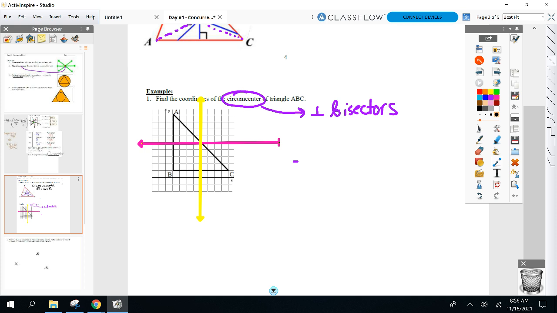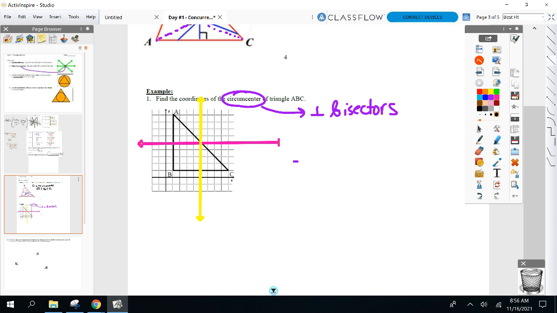And then which side is going to be a little bit tougher to do the perpendicular bisector for? AC. The hypotenuse, right? Hey, kids, do I even need to do it? Do I even need to find the third one? Don't you already know where it's going to intersect?